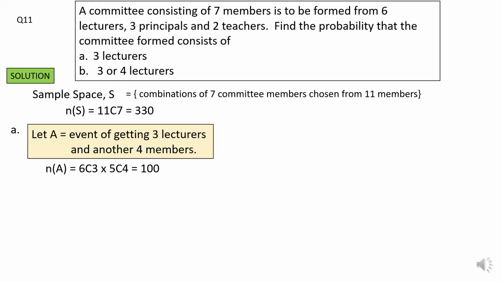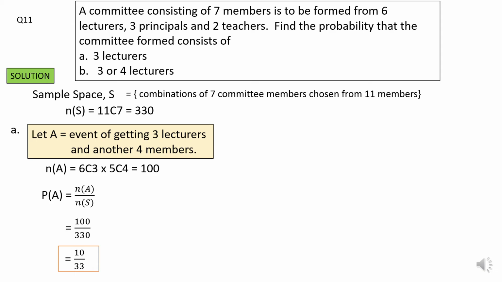Now, you have the value of number of event A and number of sample space. You may use the basic formula of probability to substitute the values and find the answer. Okay, let's move on to the second question.